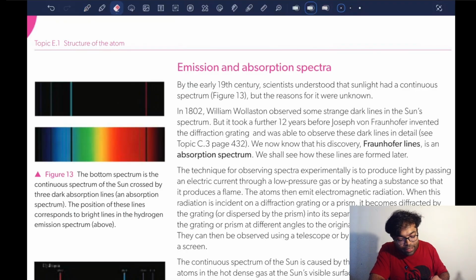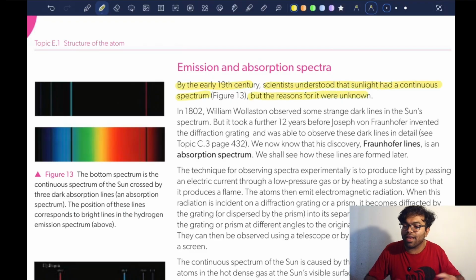Now, let's actually see what's happening here. By the early 19th century, scientists understood that sunlight had a collection of spectrum, but the reason for it was unknown. We know that sunlight is made up of seven different colors that are visible to the human eye: violet, indigo, blue, green, yellow, orange, and red. There are other colors also present inside the sunlight that we cannot see, like the infrared, the ultraviolet, the radio, the cosmic. All of these rays are actually present in the sunlight, but unfortunately for us, we cannot see them.